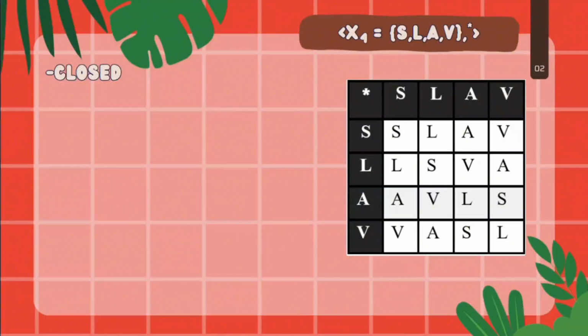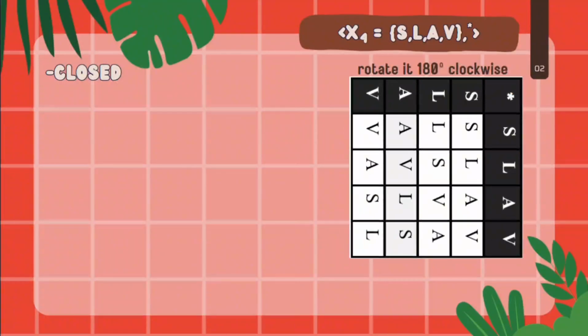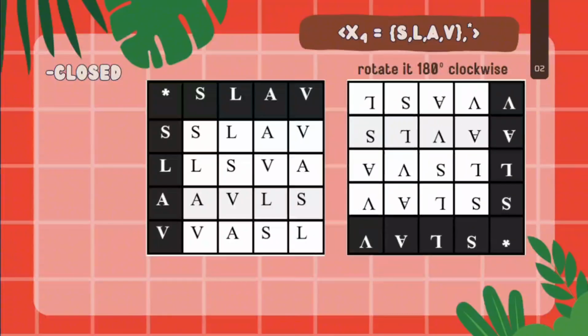First, it is closed, since as you can see, all the possible combinations that we have in the table are still in the set. Therefore, it is closed. Next, for us to know if it is associative, we are going to rotate it 180 degrees clockwise. As you can see, the table is already isomorphic. Therefore, we can conclude that it is already associative.